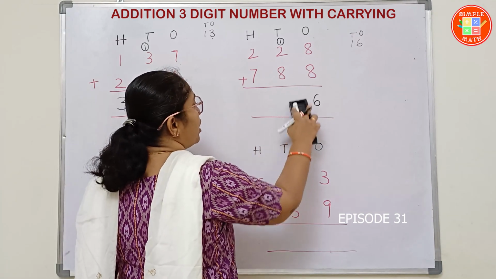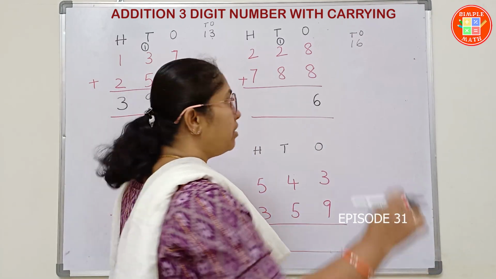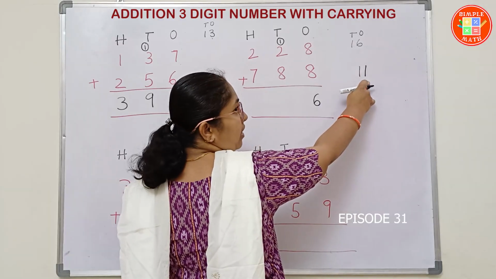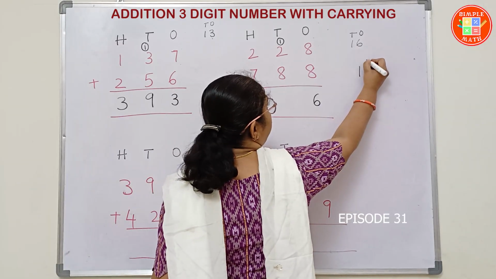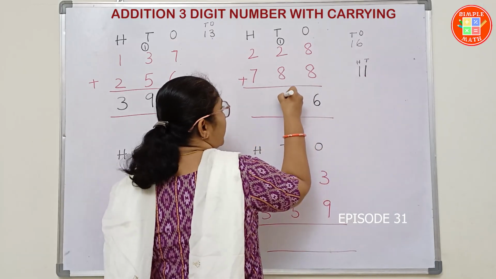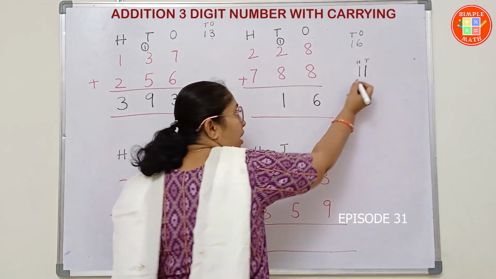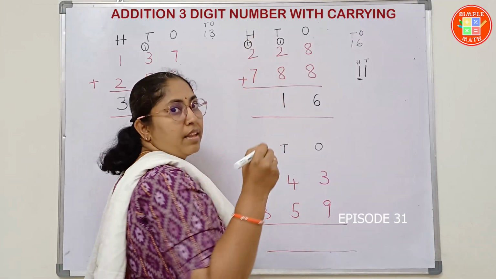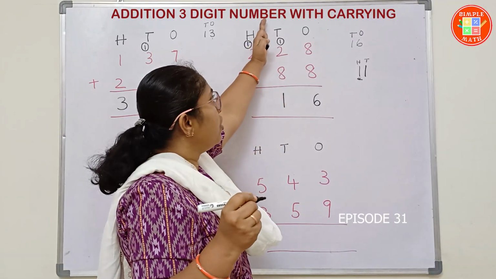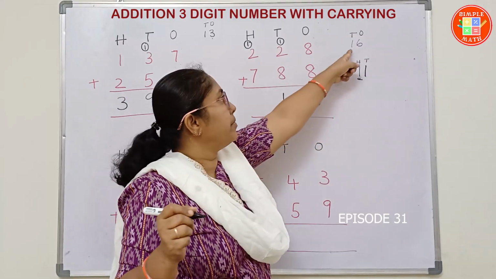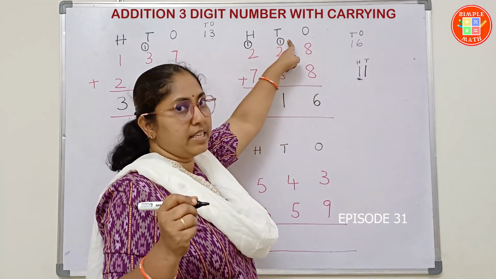Similar to the ones column, we write it to one side. Then mark here the tens column and hundreds column. The tens column number will come to the tens column. The hundreds column number will go to the hundreds column. You have done 2-digit addition, ones column and tens column. You write the ones column number in the ones column, the tens column number in the tens column as carrying.